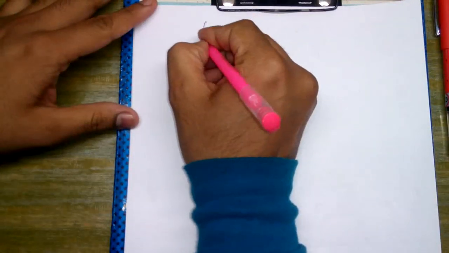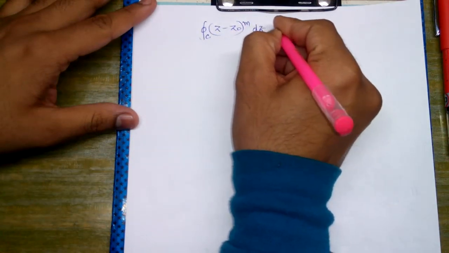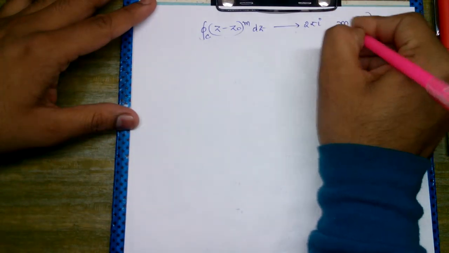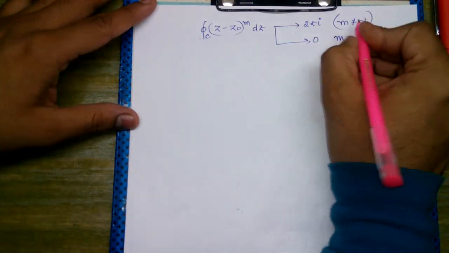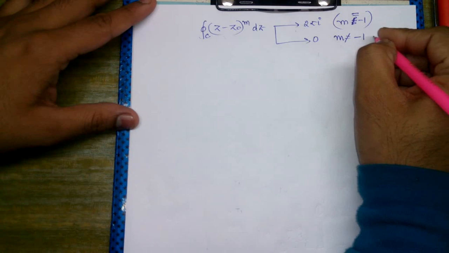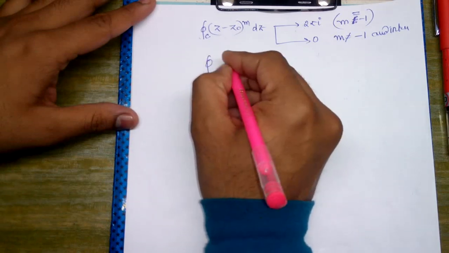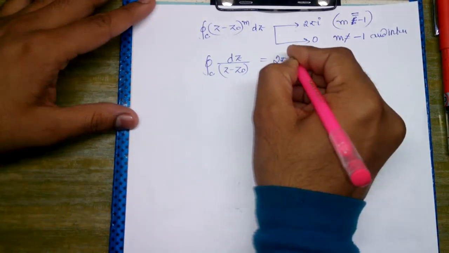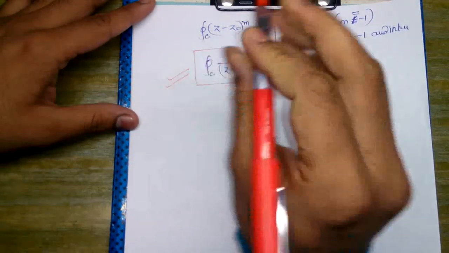And another important case, that is the closed integral of (z minus z naught) to the power m dz. This is equal to 0 for m not equal to minus 1, where m is an integer, and this is equal to 2 pi i for m equal to minus 1. So this can be written as the closed integral of 1 upon (z minus z naught) dz is equal to 2 pi i. So this is also an important result and we have to remember this.